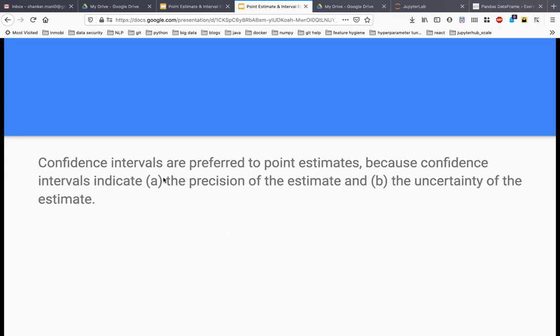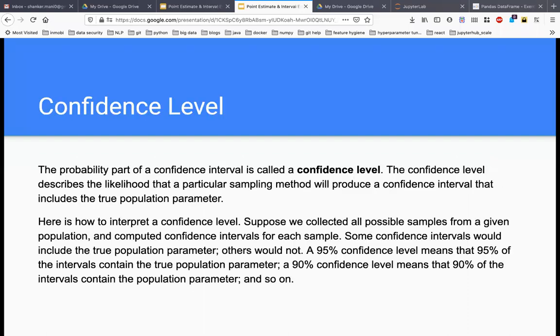Confidence intervals are preferred to point estimates because they indicate the precision of the estimate, the uncertainty of the estimate. The probability part of a confidence interval is called the confidence level. The confidence level describes the likelihood that a particular sampling method will produce a confidence interval that includes the true population parameter. Here is how to interpret a confidence level.